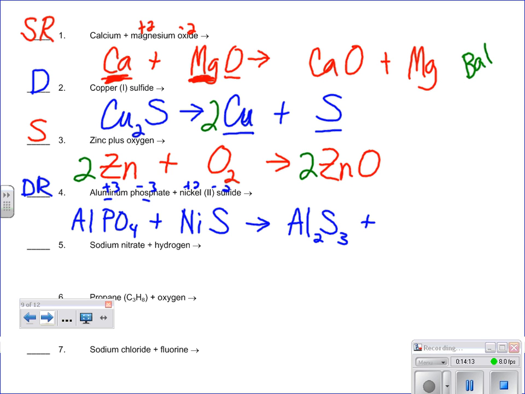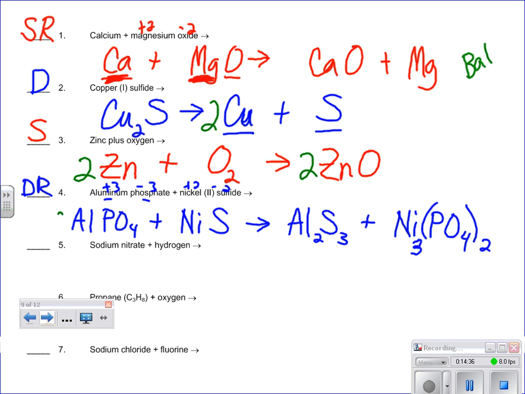Excellent. And then nickel, what? Nickel 2 phosphate plus 2 minus 3. So now that we know we have it all written correctly, now we can only come back and change coefficients or add coefficients in there.